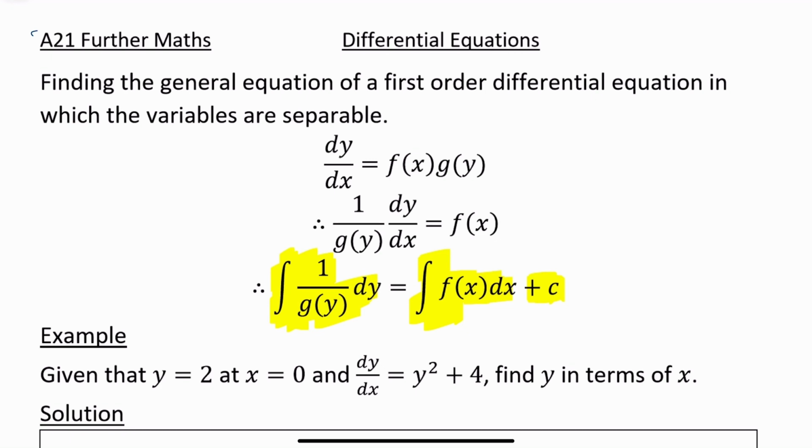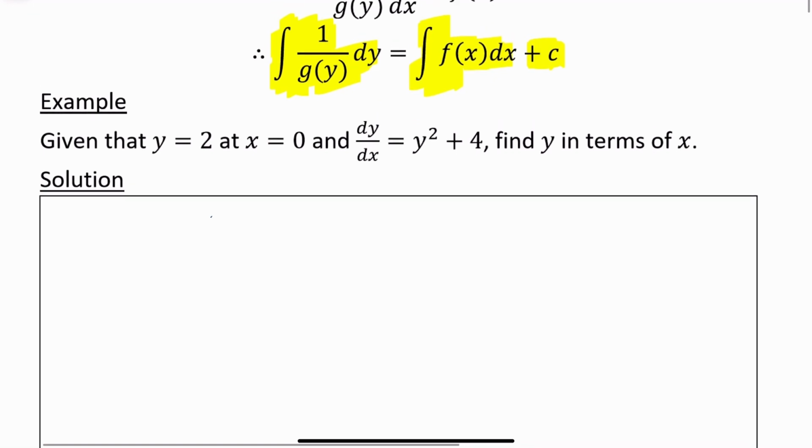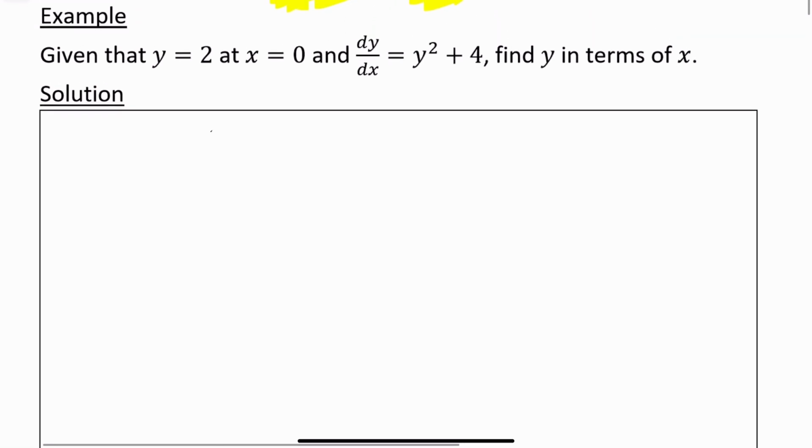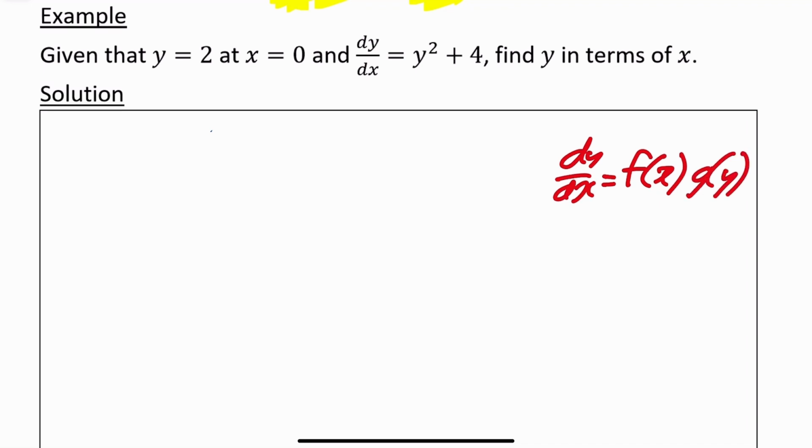Okay, we're going to look at an example here, just one example of how we can use this, separating the variables. So it says, given that y is equal to 2 at x equals 0 and dy by dx is equal to y squared plus 4, find y in terms of x. Right, we were hoping that we would have dy by dx is equal to f of x times g of y. And it doesn't seem like we're in that situation.